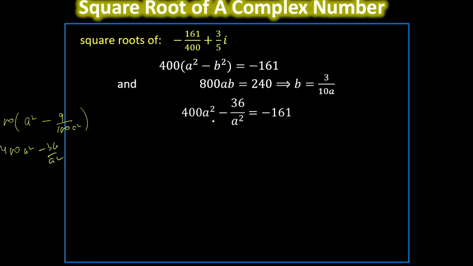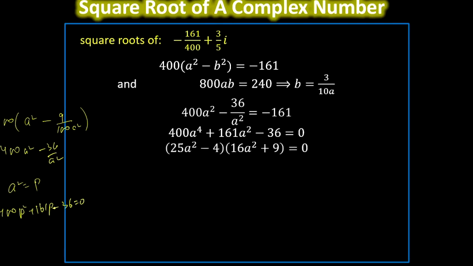Now it makes a degree 4 equation. The same technique, a disguised quadratic. I can substitute a square by p, so that becomes 400p square plus 161p minus 36. You can use your calculator, factorization or quadratic formula and you get these results: 25p minus 4, 16p plus 9.